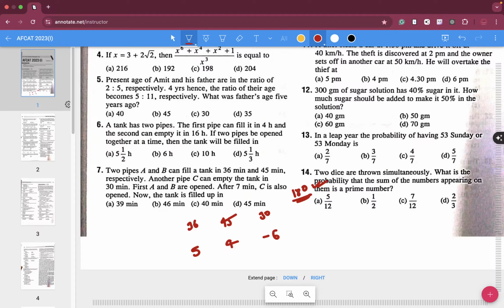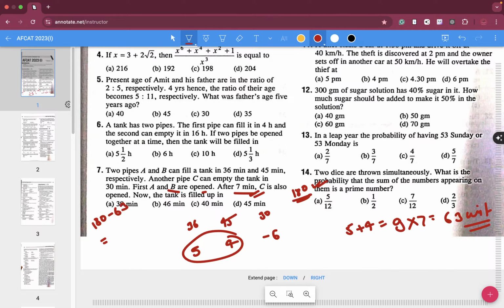Another pipe C can empty the tank in 30 minutes. First A and B are open, after 7 minutes C is also opened. So first 7 minutes these two will work. How much work has happened in the first 7 minutes? 63 units is already filled. If 63 units is already filled, how many units are left to be filled? 180 minus 63 is 117 units left to be filled.